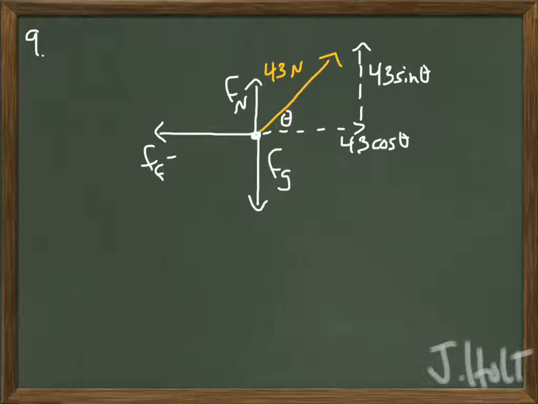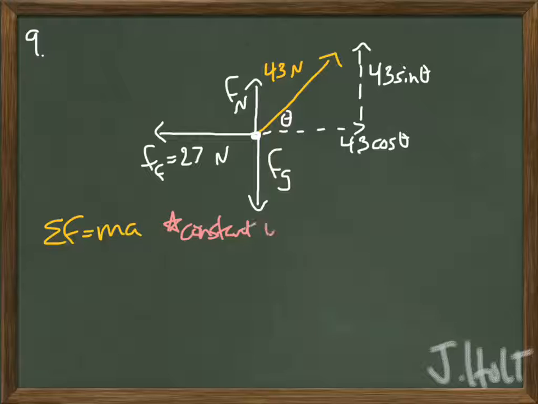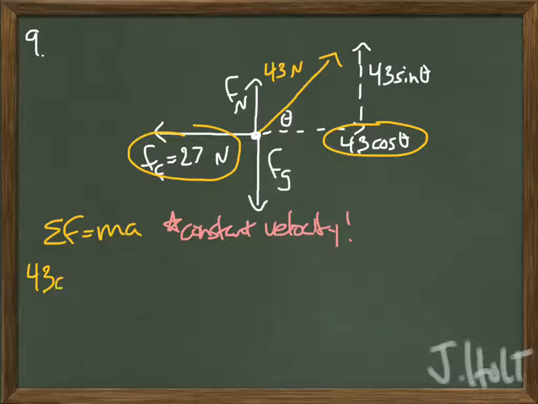So the x component is going to be 43 cosine of whatever your angle is, and the y component is going to be 43 sine of whatever the angle is. So now let's take a look at Newton's second law in the x direction. In the problem, it states that we are at constant velocity. So remember, that means that acceleration is 0. So the entire right half of Newton's second law is going to go to 0.